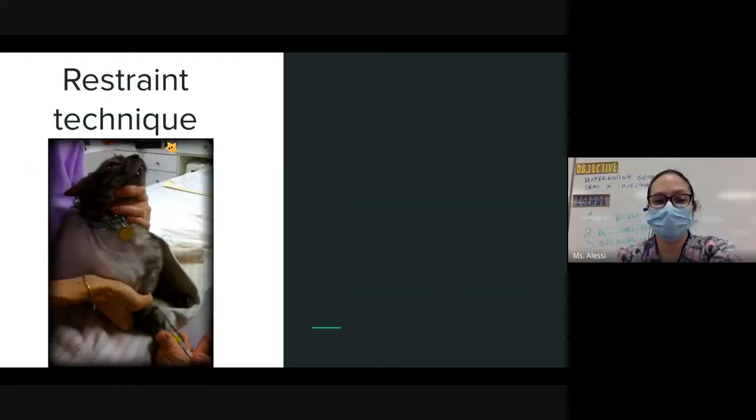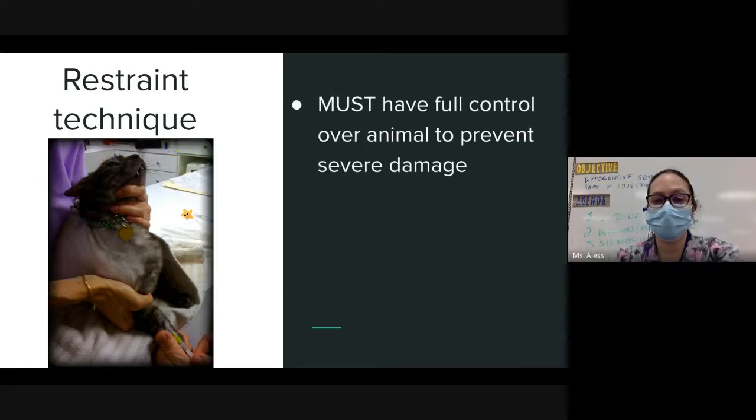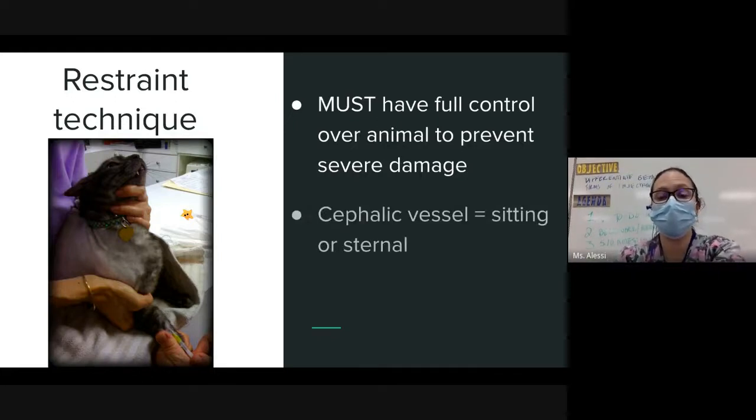So, restraint techniques, depending on what you're doing. Here is a cephalic venipuncture. So we have a sternal recumbency, but you absolutely need to have full control of the animal because you are in their vein. So you could definitely tear their vein, and that would not be good for the animal. You can do some severe damage if the animal is moving.